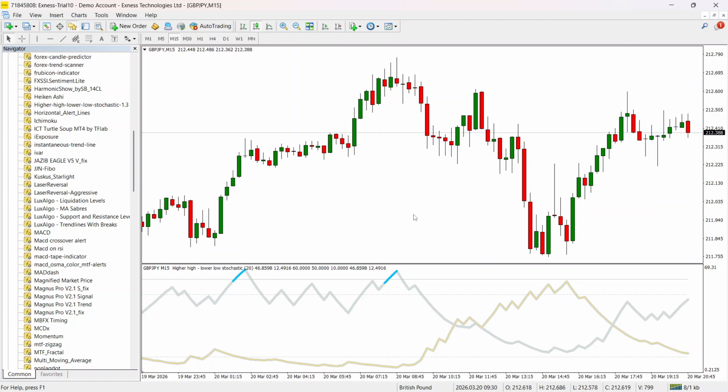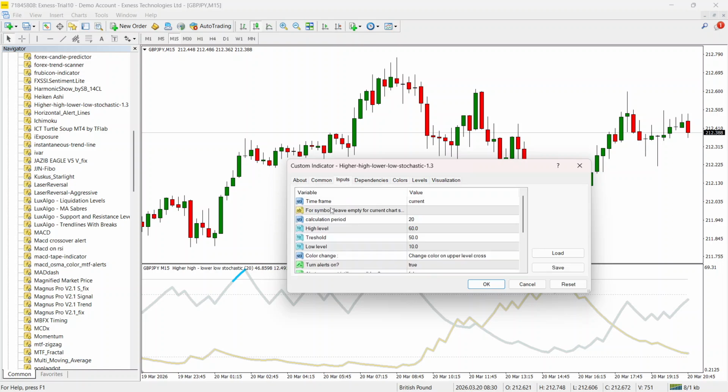Now if we go over to the settings, we have the time frame for the calculation. We'll leave this at current. But if you are working on multiple time frames, you can select the one that suits your need. We have the calculation period that controls how many bars are used to build the HHLL based stochastic waves, directly affecting how smooth or sensitive they appear.